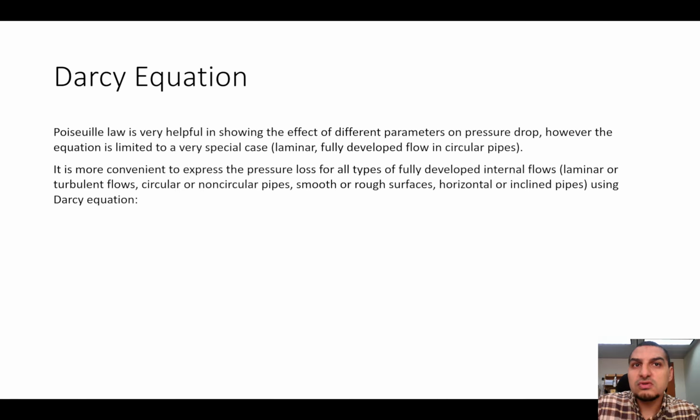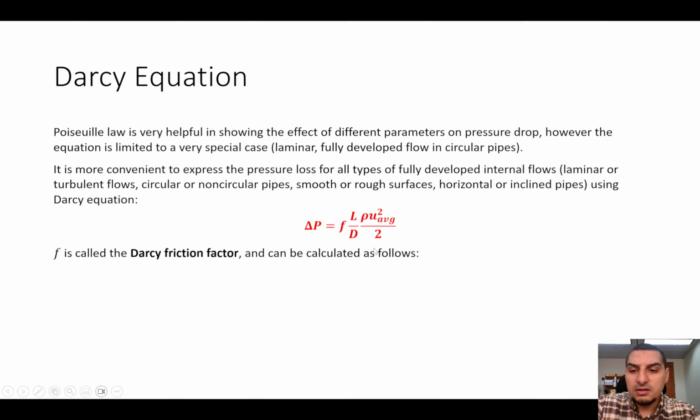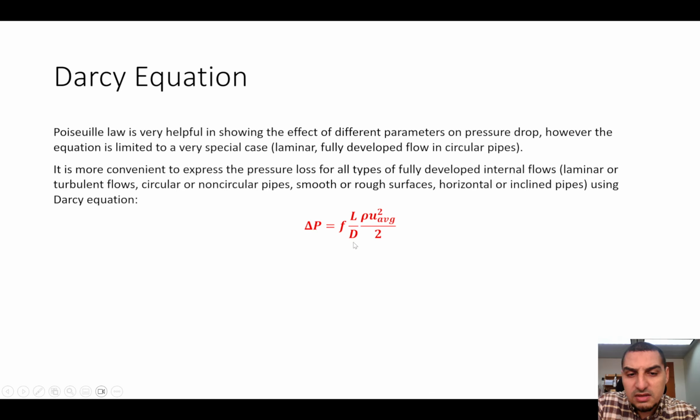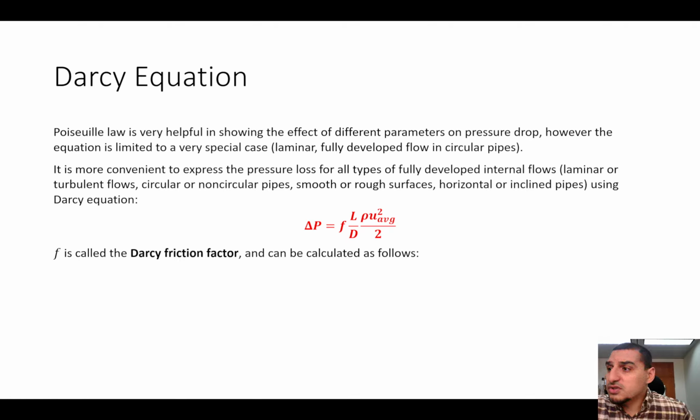Most of the cases, I would say. And this equation is as you see here: delta P equals f L over D times rho U square over 2. All the parameters are known except for this f. We know the length, the diameter, the density, and the average velocity, but f is the parameter that we don't know. This f is called the Darcy friction factor. It's a factor that's obtained experimentally, and it represents the friction between the fluid layers and between the fluid and the wall of the pipes.